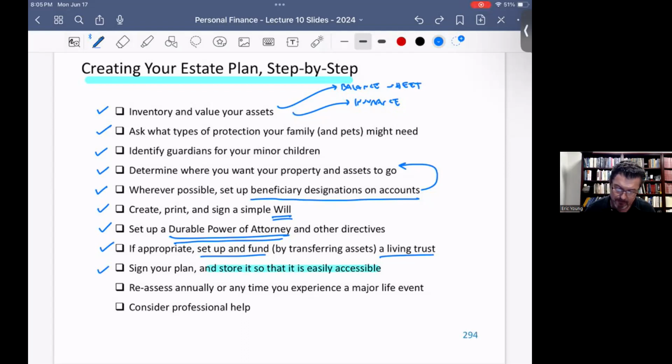And then finally, anytime that you have a major life event, or maybe annually, quickly reassess and revisit your plan. Make sure that your provisions are still intact. Make sure that it still applies to your life. And that's all you have to do. Finally, if it sounds complicated, consider professional help, because there's a wide array of highly qualified estate attorneys who will assist you in laying out these documents.